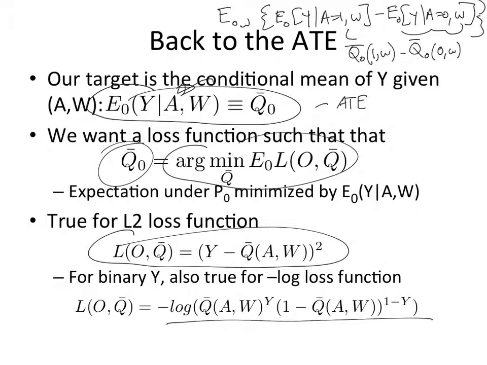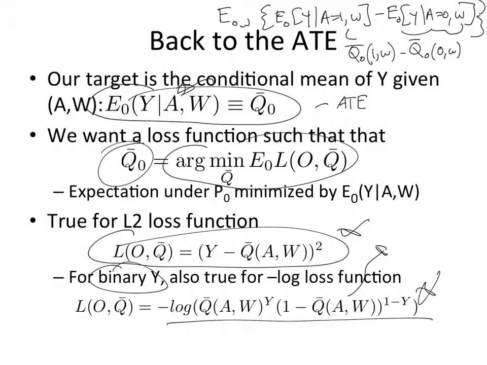The one big difference is this only works if Q is not only an estimate of the mean, it's an estimate of the probability, and that works when y is binary. So for binary y, this is an obvious choice, but this choice also works for binary y. They both work.